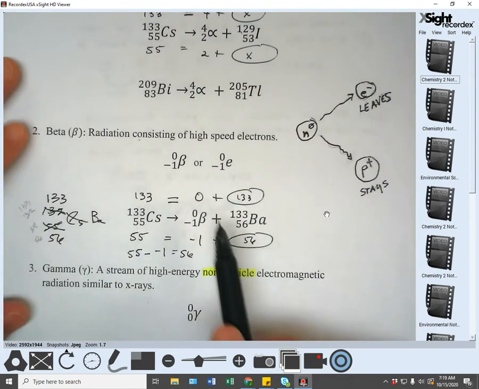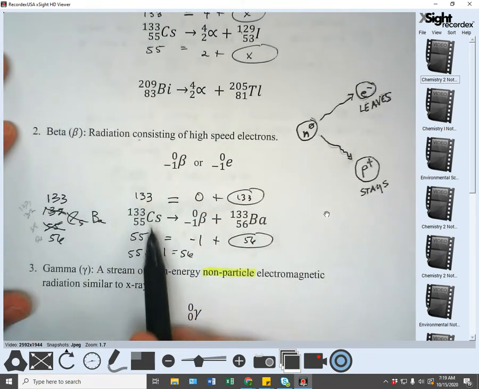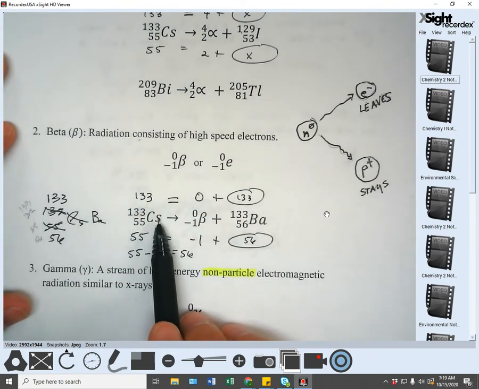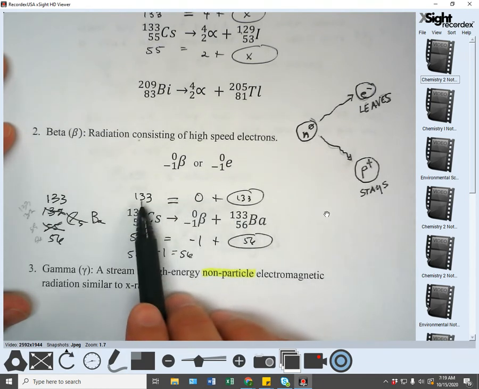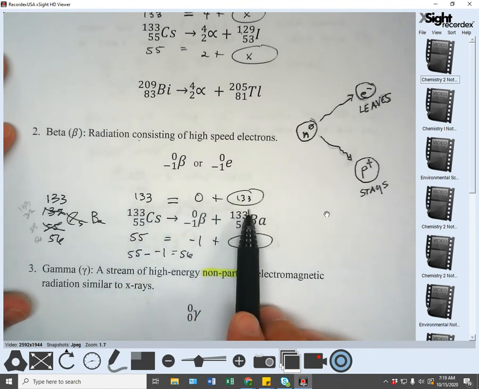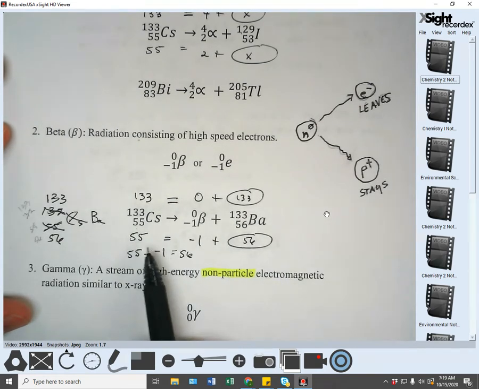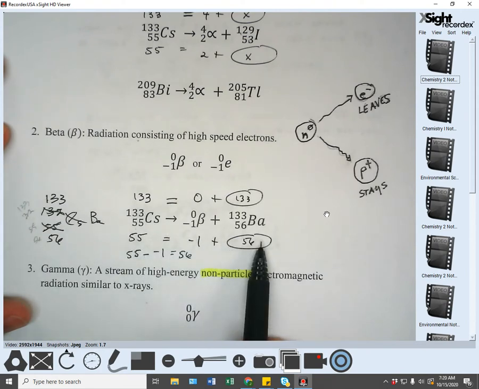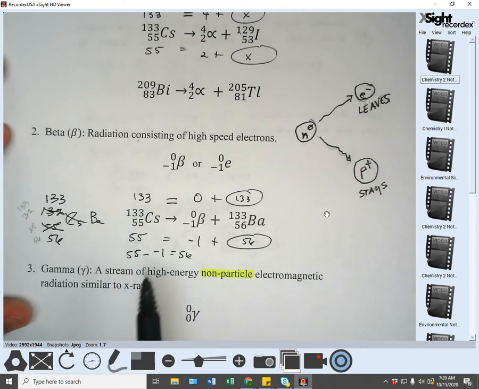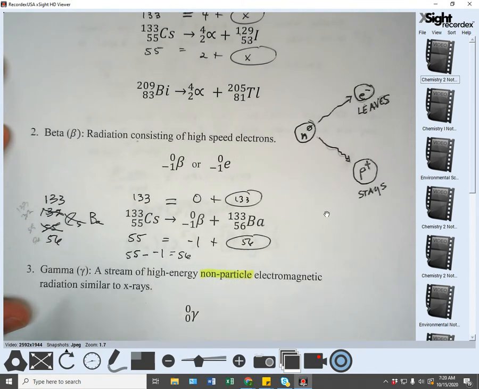All right, these equations work the same way as the alpha equations, just like an algebra equation. So I use the same element just to show you. 133 over 55 Cs. We've got 0 over -1 beta as our beta particle, plus, so 133 equals 0 plus what number? Well, it's the same, 133. Now, this part can be tricky. 55 equals -1 plus what number? If you're subtracting, you've got to remember it's like 55 minus a -1, which is 56. And if you look back, it makes sense. 56 minus 1 gives you 55.